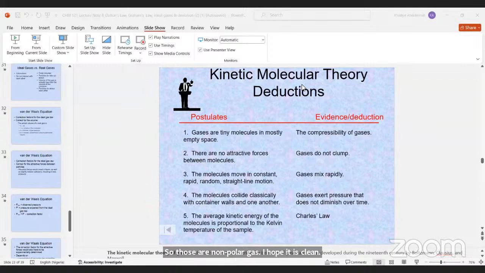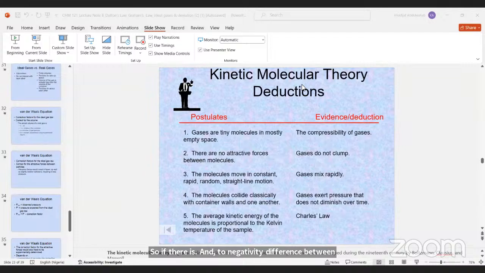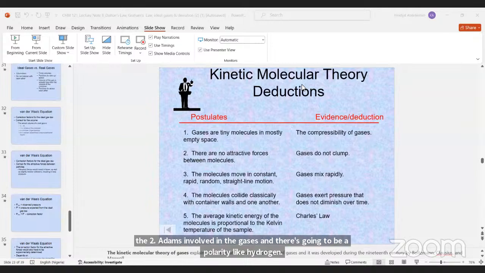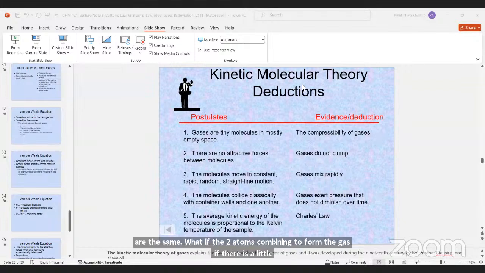So if there is an electronegativity difference between the two atoms involved in the gas, then there's going to be a polarity, like hydrogen and fluorine, ammonia gas, things like that. But when you have something like nitrogen gas, N2, there's no polarity because nitrogen is bonded to nitrogen. Like hydrogen gas, oxygen gas, there's no polarity because the two atoms that are bonded to form the gas are the same. But if there is an electronegativity difference between them, there's going to be polarity. I hope that is clear.